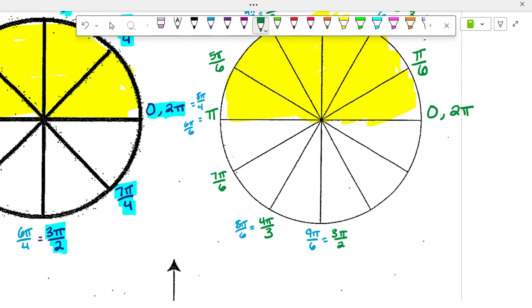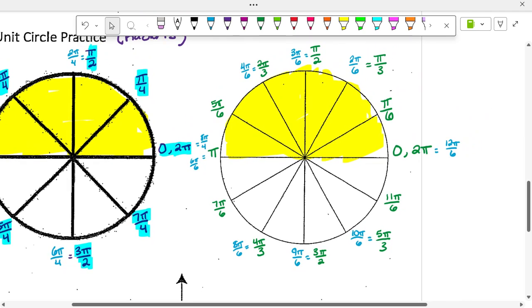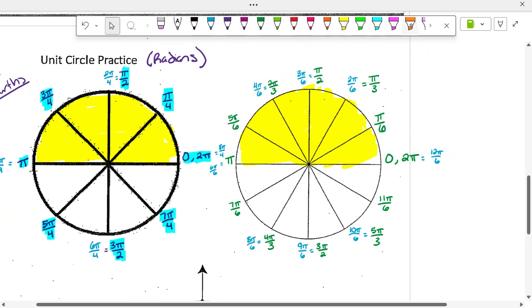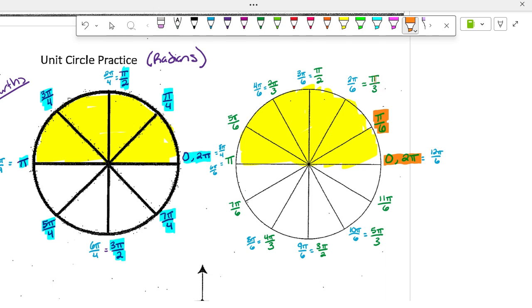I add another sixth. What would that be? 10 pi over 6, which simplifies down to what? 5 pi over 3. Add another sixth, that'll be what? 11 pi over 6, that doesn't simplify. And then finally, if I add another sixth, that'll give me 12 pi over 6, which simplifies to 2 pi. So do you see why I said doing the fourths and the sixths kind of matter? Yeah, it really helps with the radians. So again, the ones you need to know are the green. So these values are the ones you need to know.